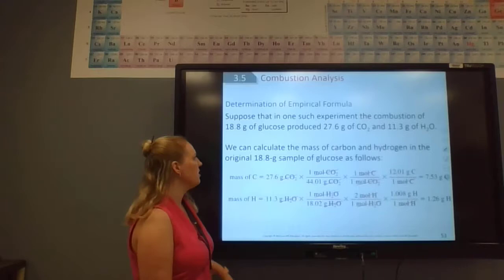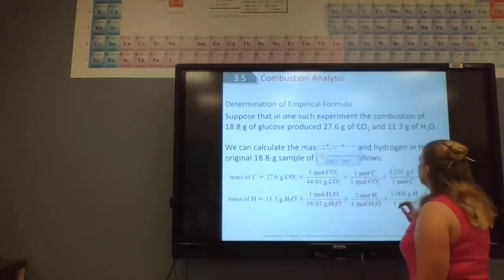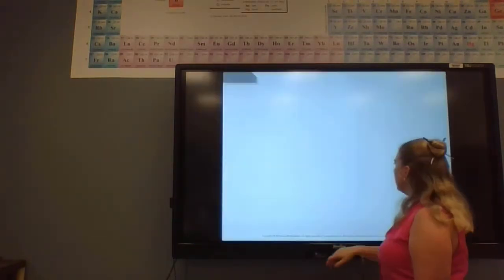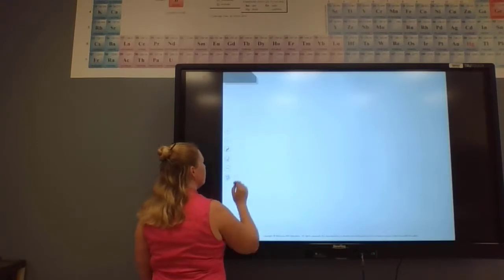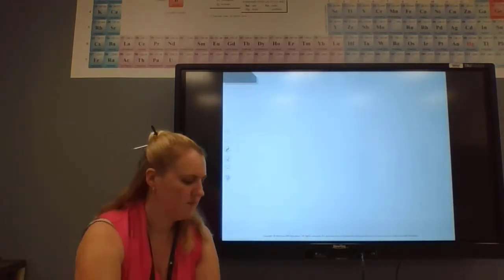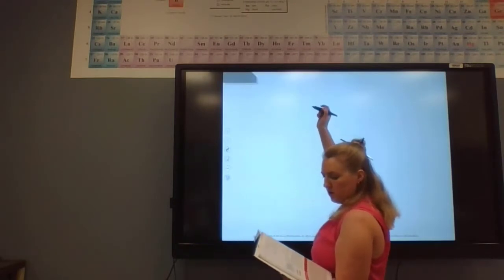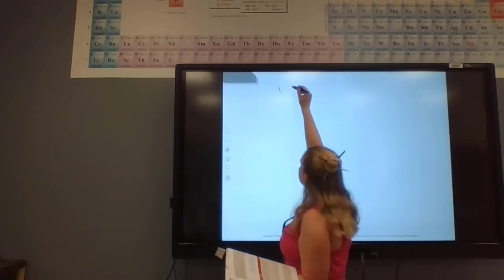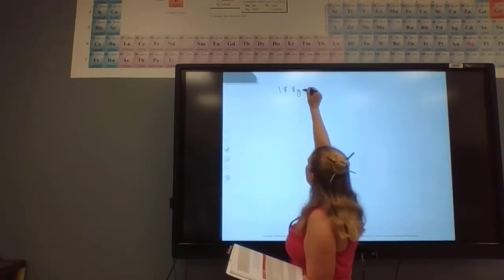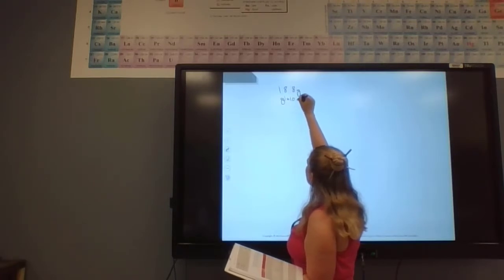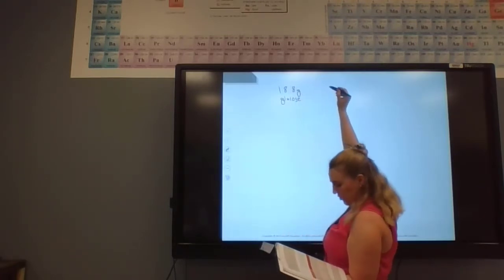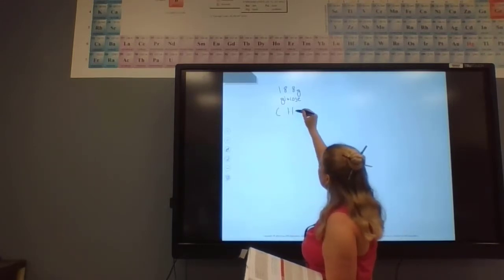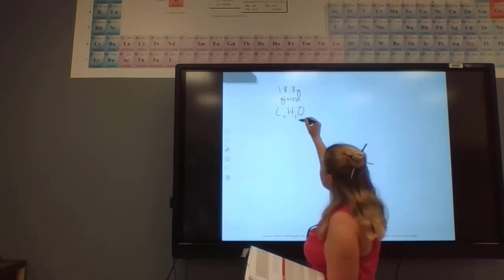So I'm going to start a new slide, so we have room to work this out. Those numbers again were 18.8 grams of glucose reacts to form... so glucose, we're going to pretend we don't know what the formula is, we just know it contains carbon, hydrogen, and oxygen in some ratio.